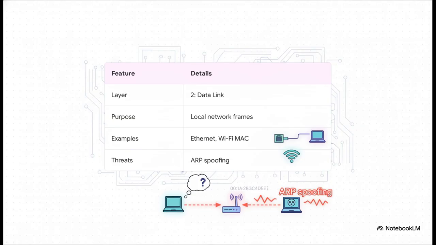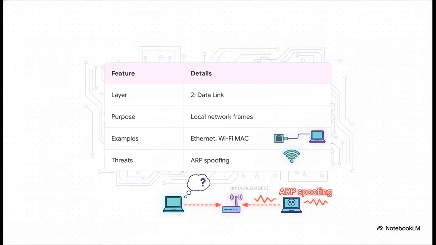So, Layer 2 is the data link layer. While Layer 3 was all about global routing, Layer 2 doesn't care about the rest of the world. It is only concerned with the local network, just getting data to the very next physical device. Its purpose is moving local network frames using physical addresses, which you've probably heard of, MAC addresses. We're talking about your local Ethernet or your Wi-Fi connections here.